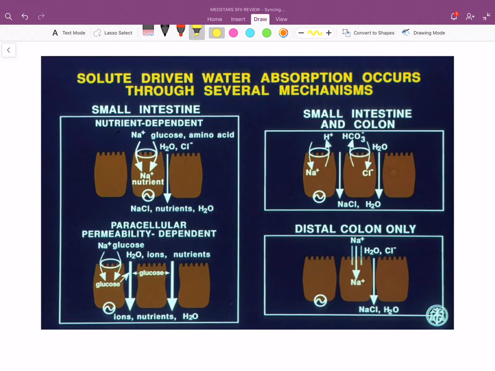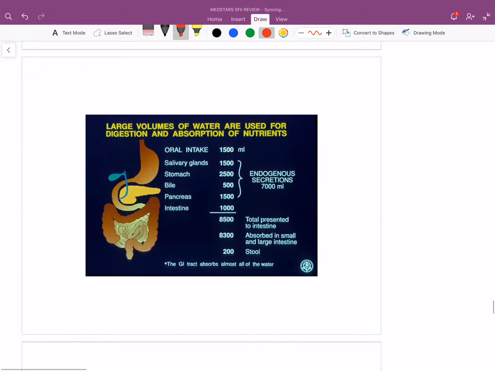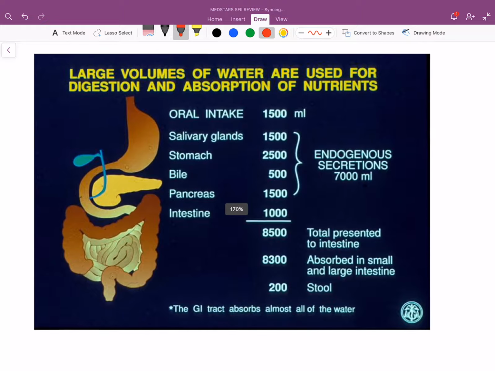This is just a really busy slide that's just saying that water drives a lot of absorption. I mean, we absorb a lot of water in our GI, right? We know that. And water is solute driven. So as we absorb these nutrients, sodium, glucose, all these kind of things, we also absorb water. And he's going to talk about exactly how water works.